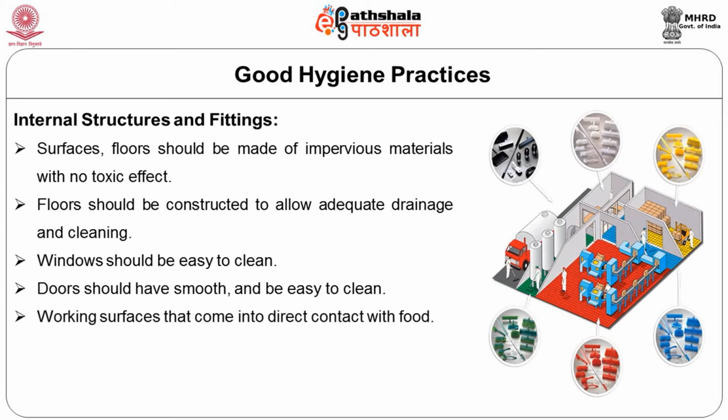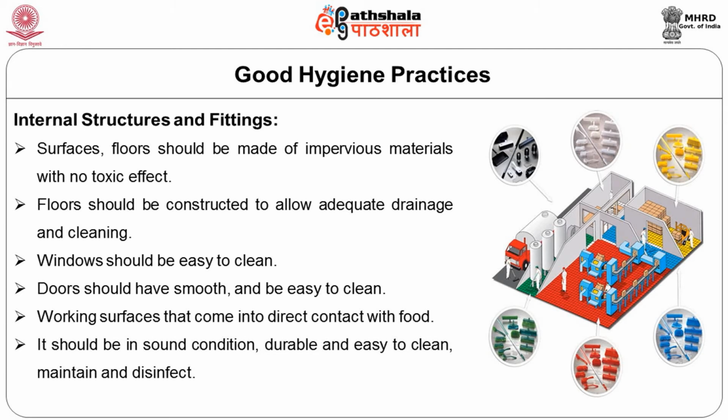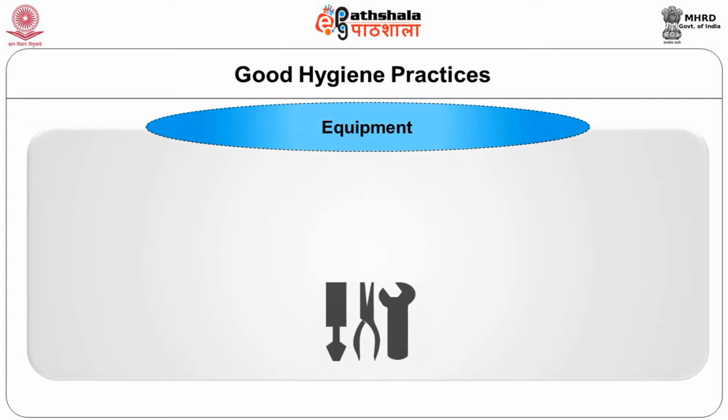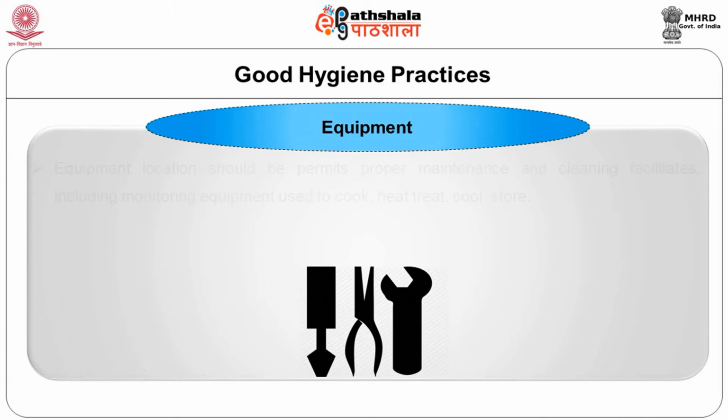Working surfaces that come into direct contact with food should be in sound condition, durable, and easy to clean, maintain and disinfect. They should be made of smooth, non-absorbent material that is inert to the food. Then we come to the equipment that is supposed to be used in the food processing unit.